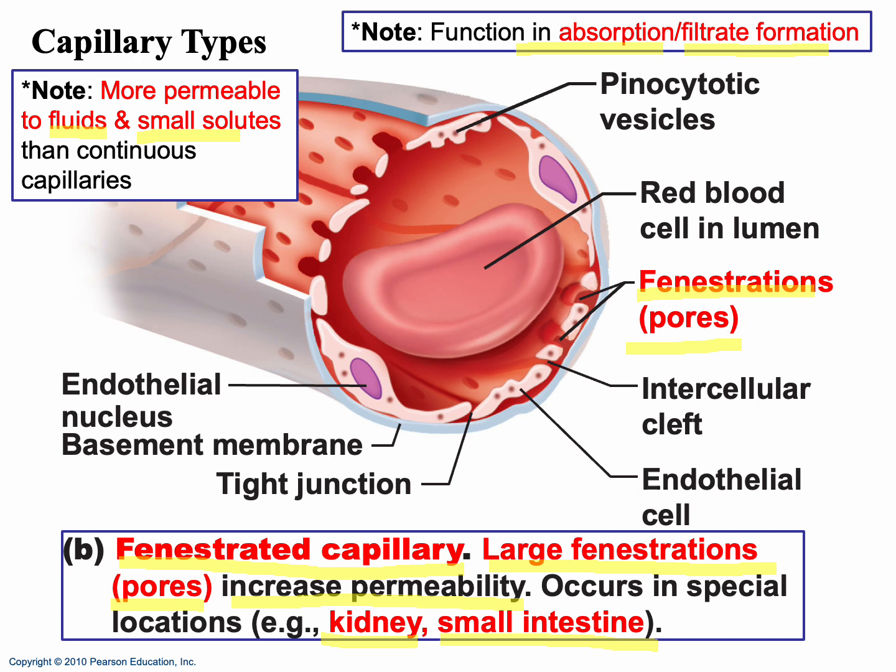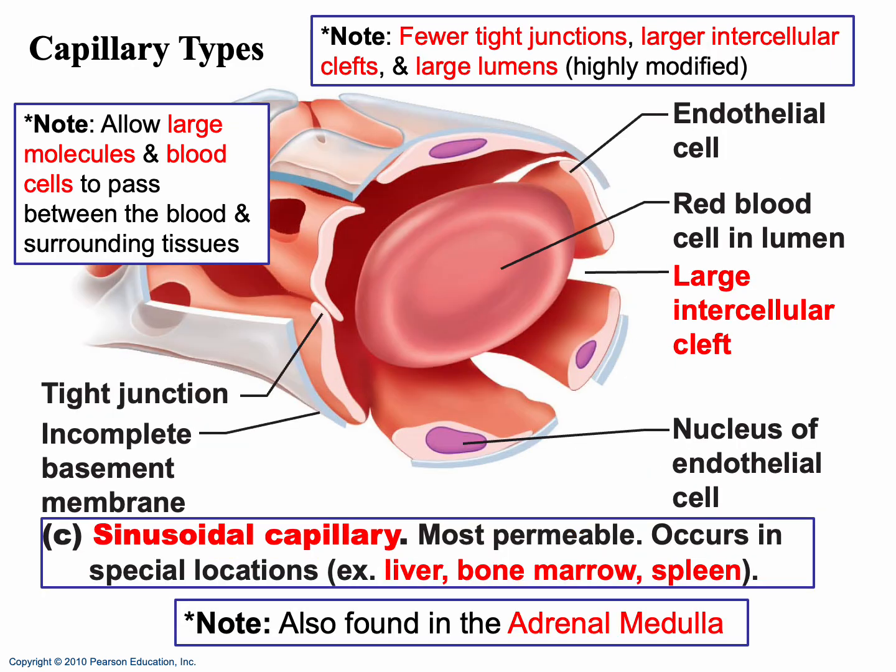Number 3, the third type of capillary in your body is the sinusoidal capillary. This is by far the most permeable, and we typically find the sinusoidal capillary in your liver, bone marrow, and the spleen. It also can be found in the adrenal medulla, which is found in the adrenal gland.